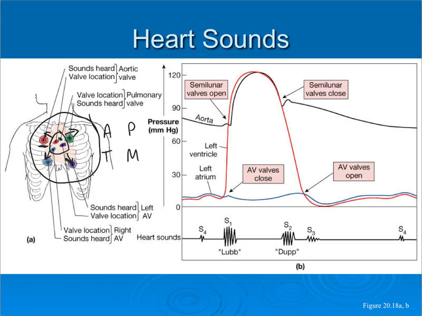So the red, when you place the diaphragm in that placement, you're listening to the aortic semilunar valve. The green area would be listening to the pulmonary semilunar valve. The blue area would be tricuspid, also called the right AV valve. And the purple area would be when you're listening for the left AV valve, bicuspid, also called M here for mitral. And again, that's All Physicians Take Money.